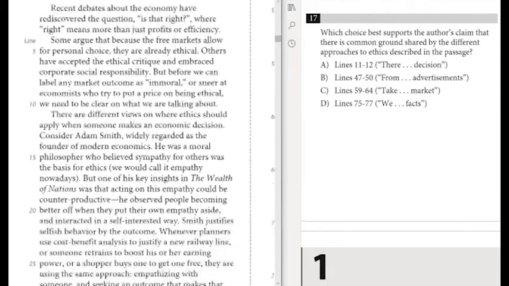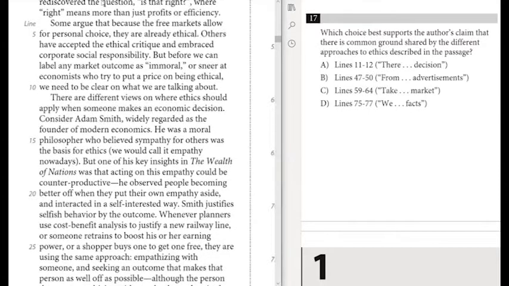So let's look at the quote on 11 through 12. There are different views on where ethics should apply when someone makes an economic decision. So what we're seeing is the idea that there are different views, while what we're looking for is common ground. So literally, choice A is the opposite of what we're looking for.